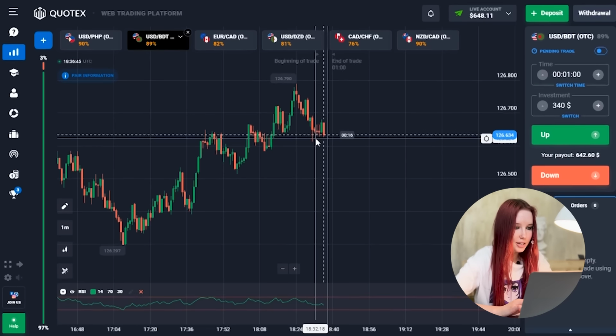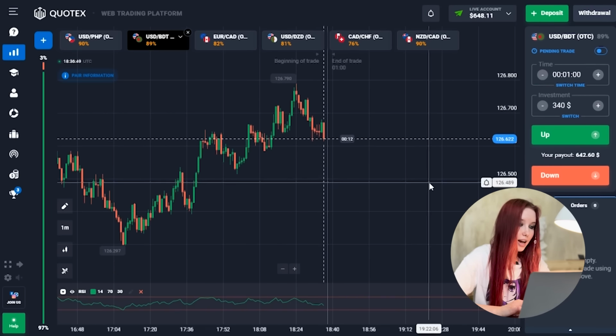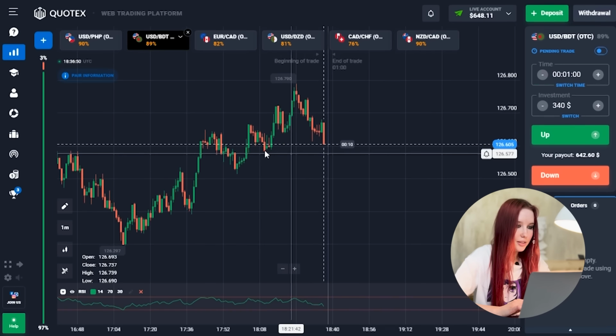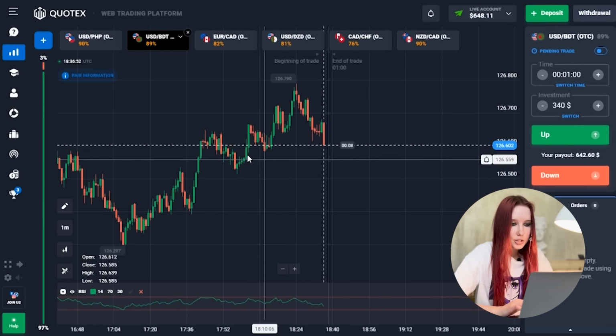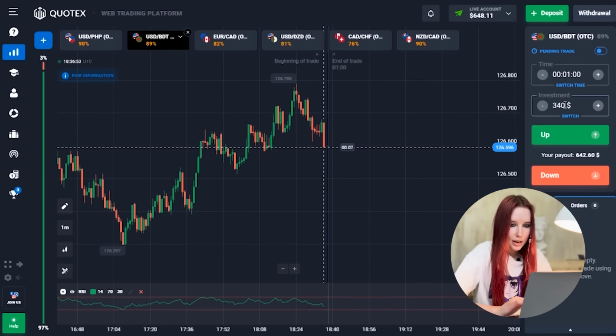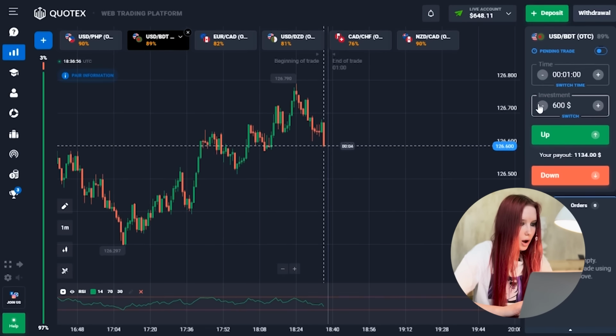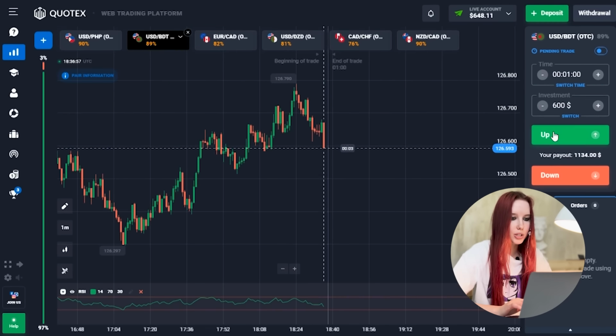And now let's go back to our trading session. On this currency pair, we see that the price has started its correction, and I think the price will continue to decline from this level. Okay, as you can see, these candles have long shadows, so I want to change my investments and open a trade up.